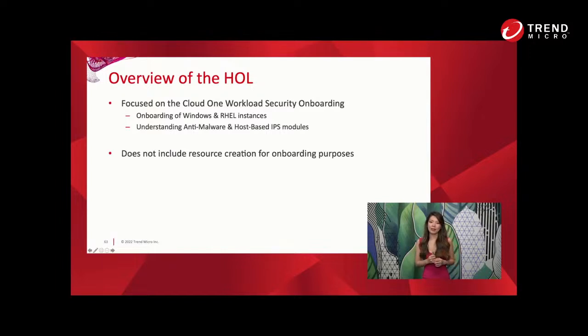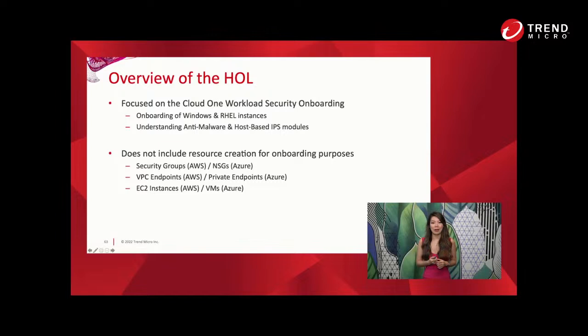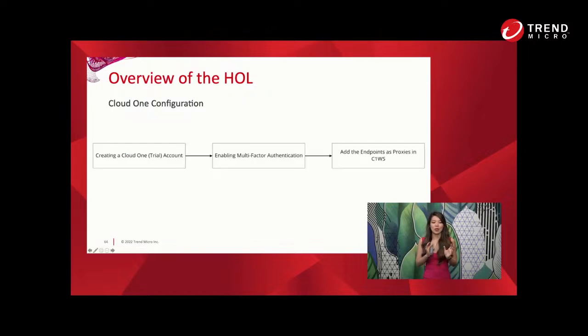In this session, you do not have to create any resources on your own. Everything is created for you, including security groups or NSGs, VPC endpoints for AWS, private endpoints for Azure, and EC2 instances and VMs. Now the first step is to set up your Cloud One account properly. To do that, you will have to create a Cloud One trial account. Once that's done, you have to set up the multi-factor authentication within the console itself. Afterwards, you'll be adding the endpoints as proxies in the Cloud One Workload Security Console.